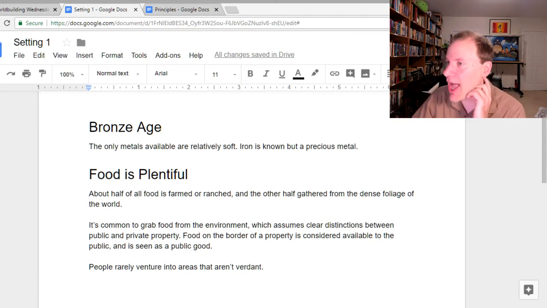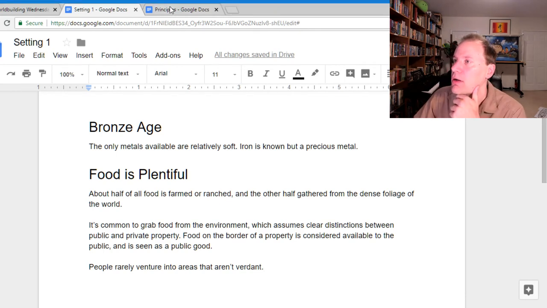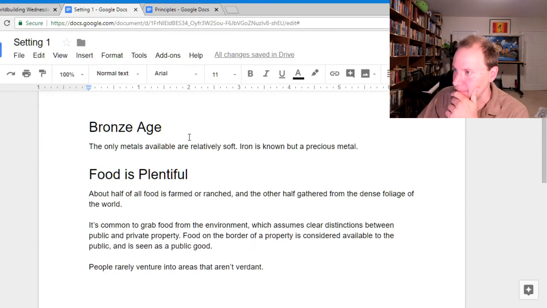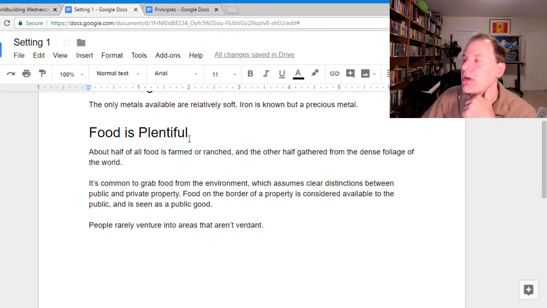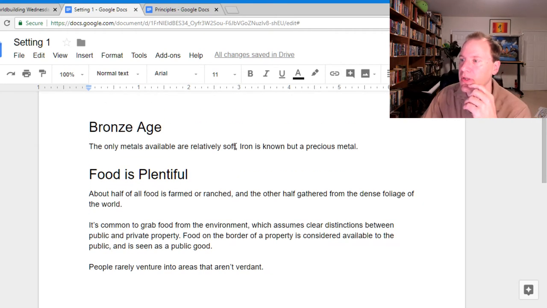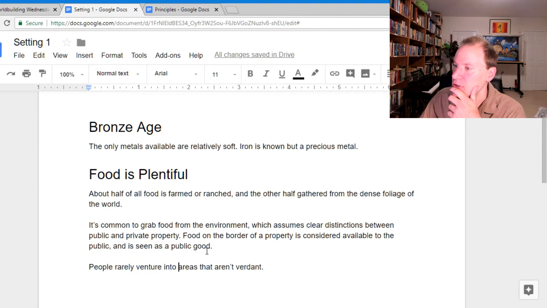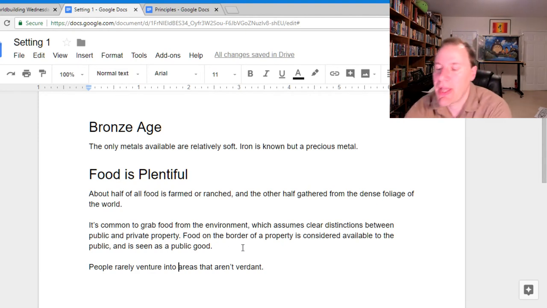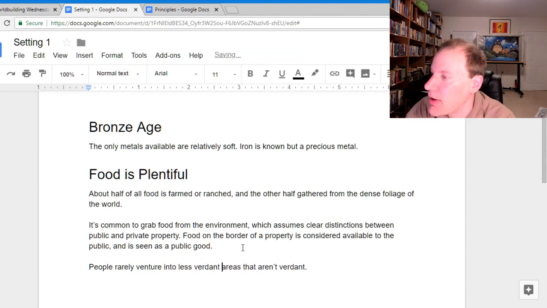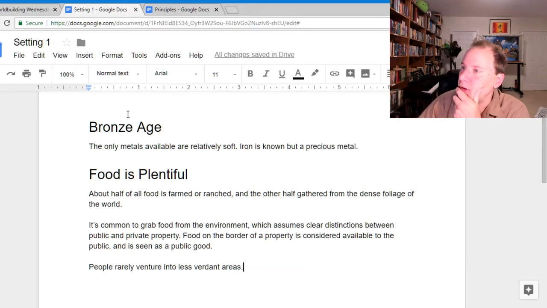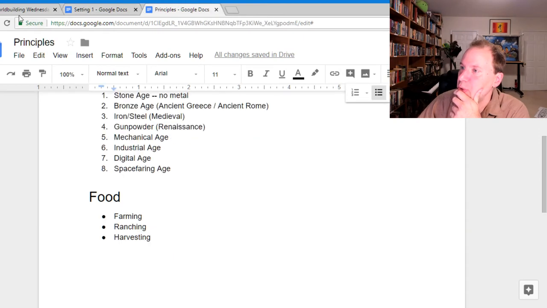All right, so that's what we have for our technology level and our view on food. I like that. And again, because we don't have machines, we can't really make much use of those more desolate areas, we'll say, less verdant areas. That's better English. All right, so that's setting one. Let's think about setting two.